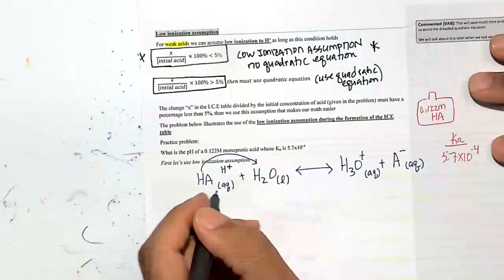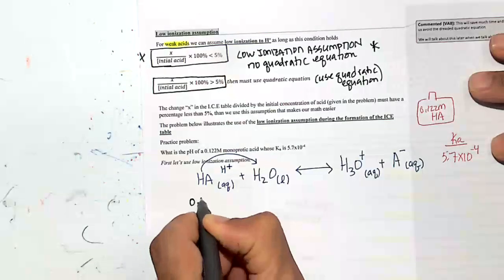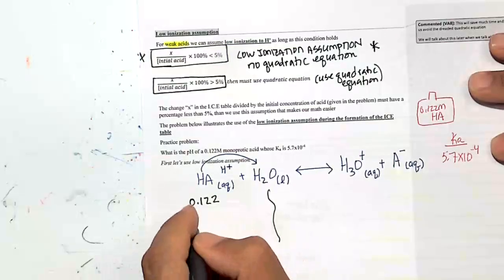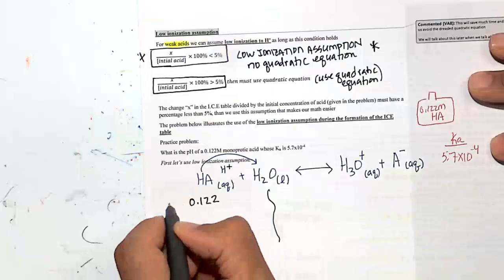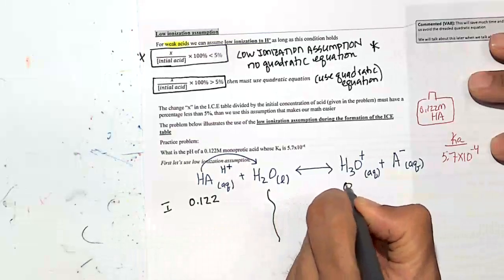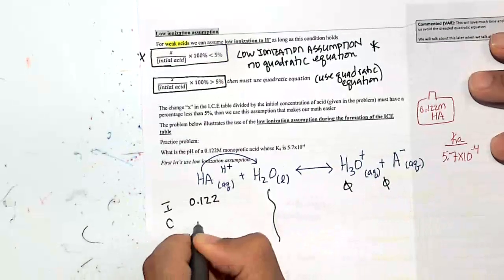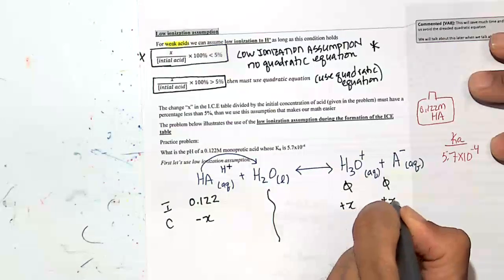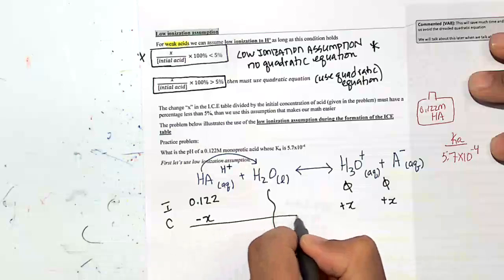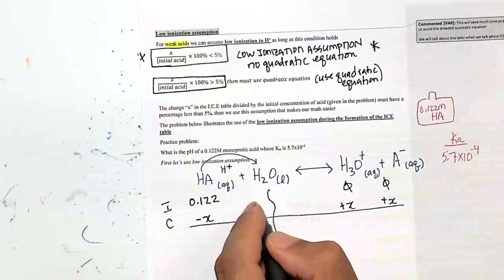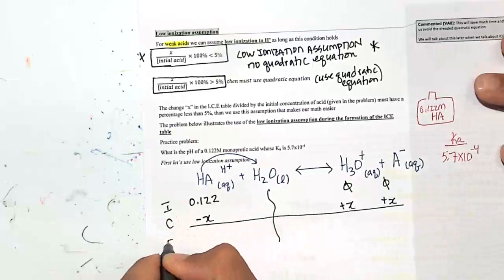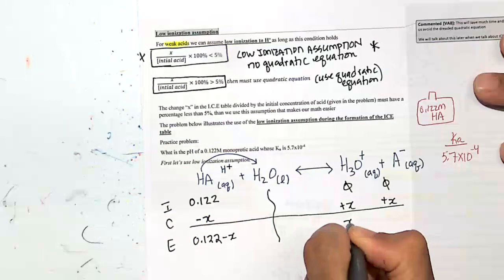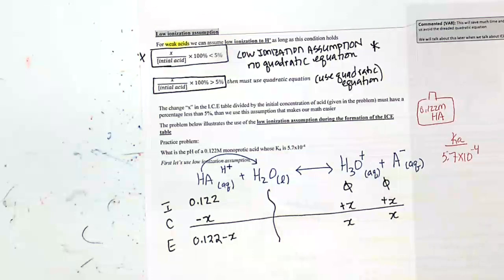So we're going to do the ice table. Initially we have 0.122 HA. Water is a liquid, so it's not going to be in our equilibrium. Initially H3O plus is 0 and A minus is 0. The change is going to be minus x, plus x, plus x. This is what you're going to do for a weak acid. So at equilibrium, this will be 0.122 minus x, x, and x.